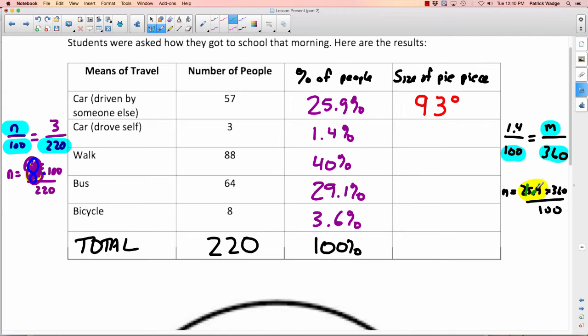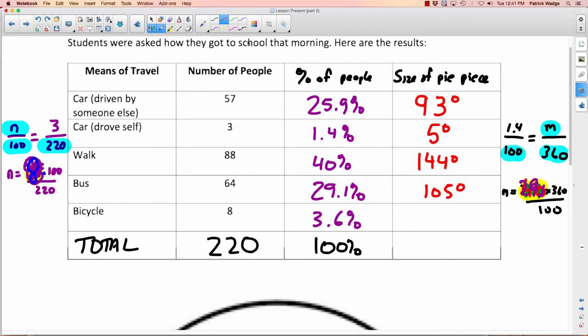I'm going to start making a big mess again, even messier because I got all these decimals. So 1.4 times 360 divided by 100. And to the nearest whole number, I get 5 degrees. Next one, I'm going to put 40 in right here. So I get 40 times 360 divided by 100. And that gives me 144 degrees. The next one, I have to somehow get 29.1 right there. I know you can't read it, but that's 29.1 times 360 divided by 100. That one rounds up to 105 degrees.